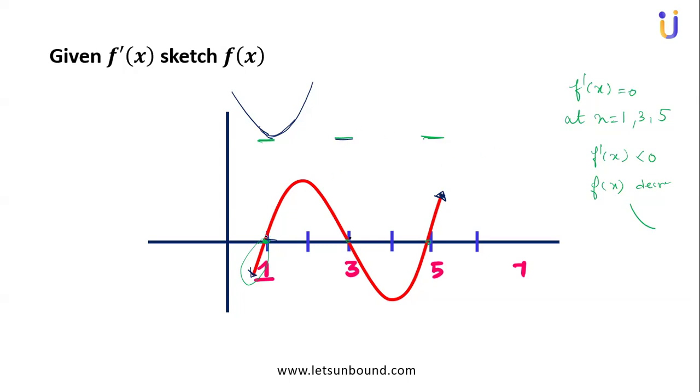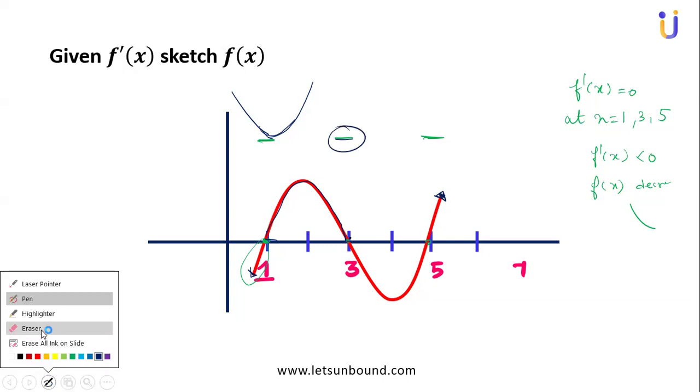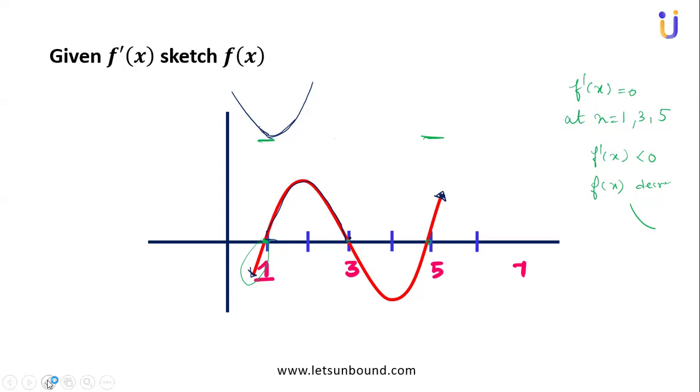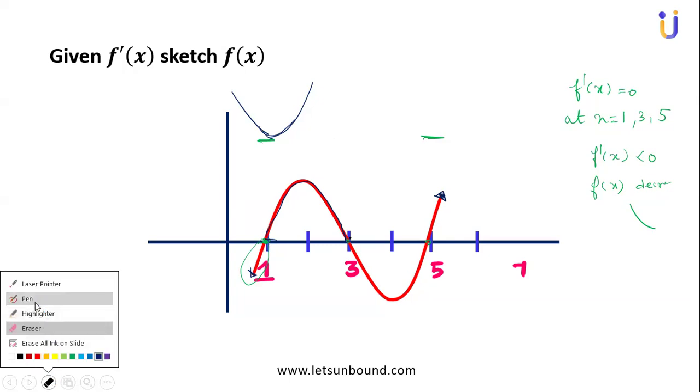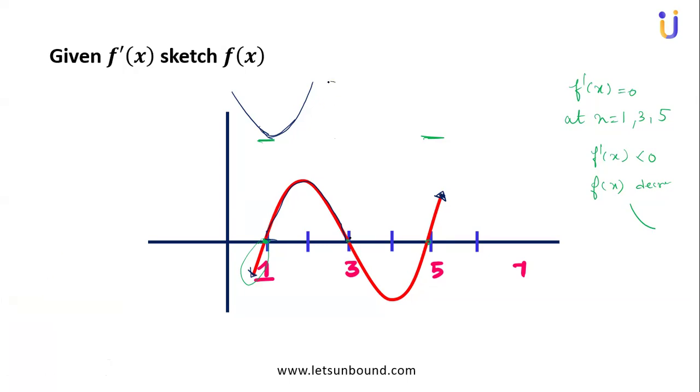So your f dash of x is positive from 1 to 3, right? Now, how should I make the tangent? Because from 1 to 3, it's increasing, so I should change the place over here, right? So you change it, and the 3 will be somewhere over here. Now it will make sense, right? So from 1 to 3, your f is increasing, and at 3, you get a horizontal tangent.